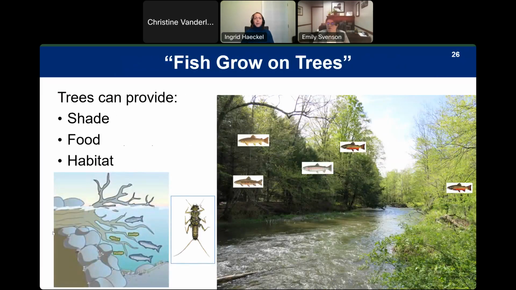So you may have heard the term that fish grow on trees because they rely on the shade, the food, and the habitat that trees provide to streams. It's a very reciprocal relationship between the riparian area and the stream. And anyone who likes to fish, for example, for trout, probably has quickly learned to look for this kind of woody structure in streams because that's often where fish like to hide out.